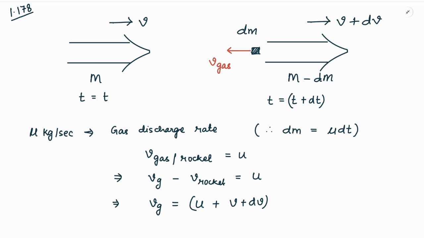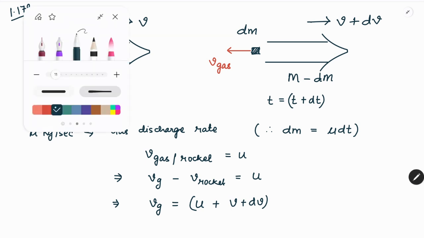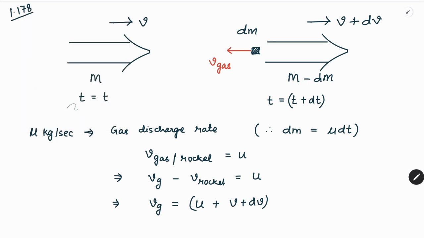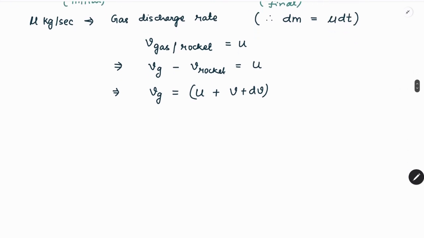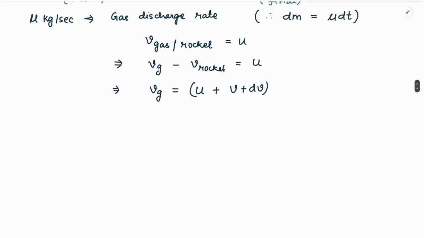So we have the initial configuration of the problem and then we have the final configuration of the problem. So this is the initial situation and this is the final situation which we have. And now what we are looking for is we are trying to write the initial momentum, the final momentum, and then we will be writing the change in momentum associated with the rocket and gas system.